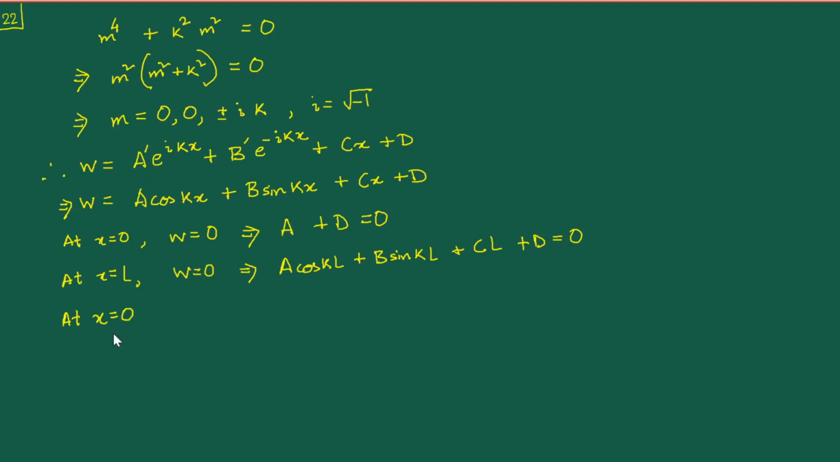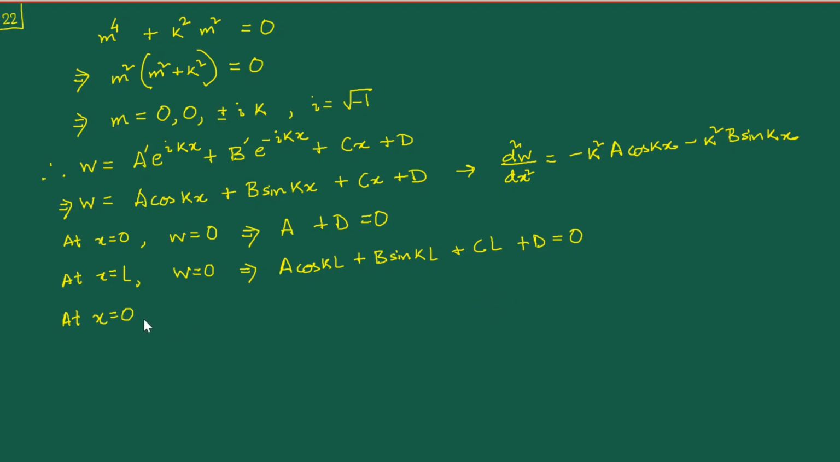Next, at x equal to 0. Now please note that once we have this, let's just find out the expression for d squared w dx squared. And please note that I'll be doing this in one shot, so I'll skip a step. So what I'm going to get here is minus k squared a cos kx and minus k squared b sin kx. All right.